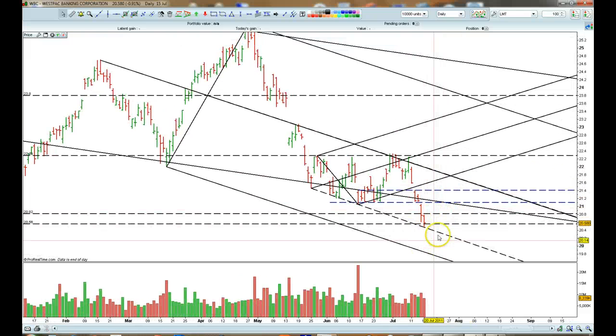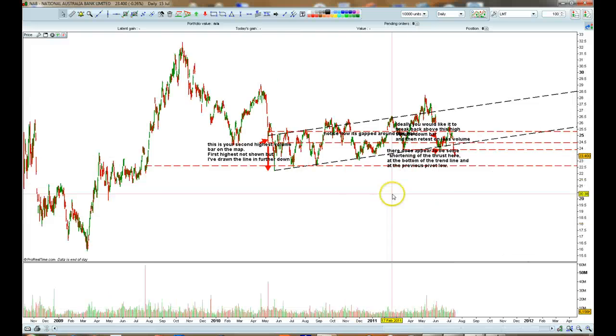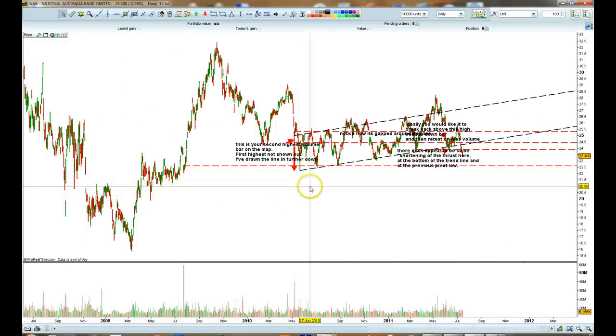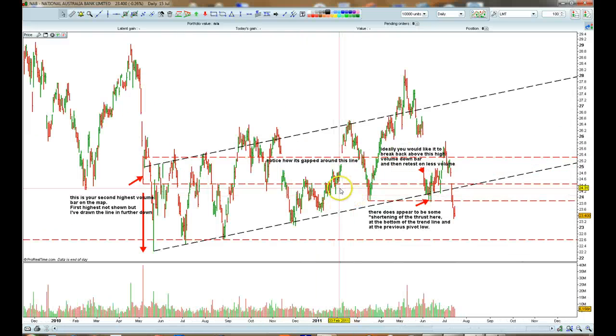So nothing really exciting happening there, other than it's at support at the moment. And this is the NAB. Looks like I've got some lines on there already.